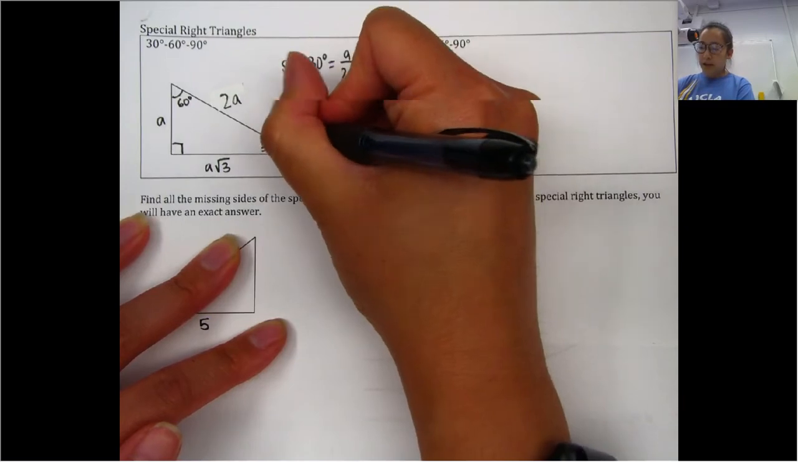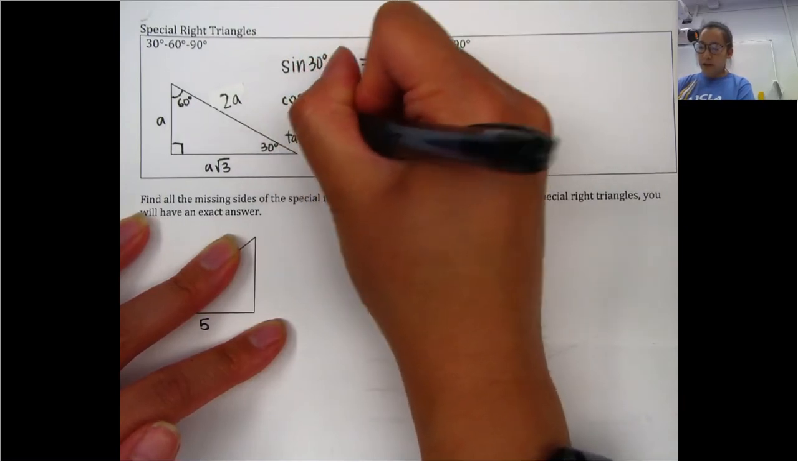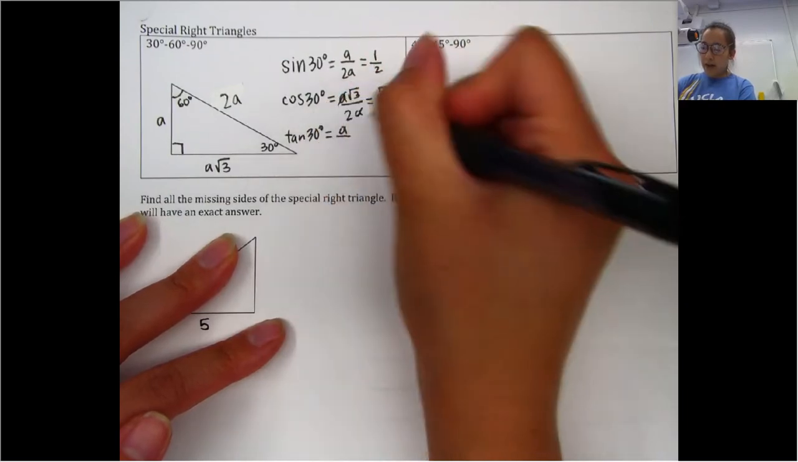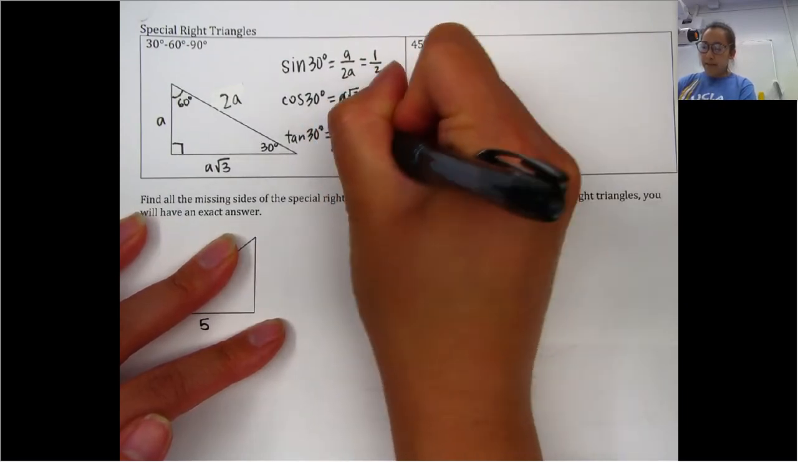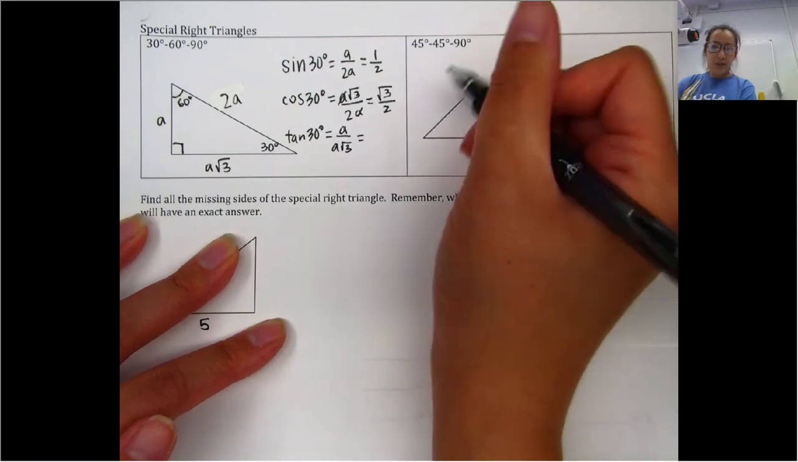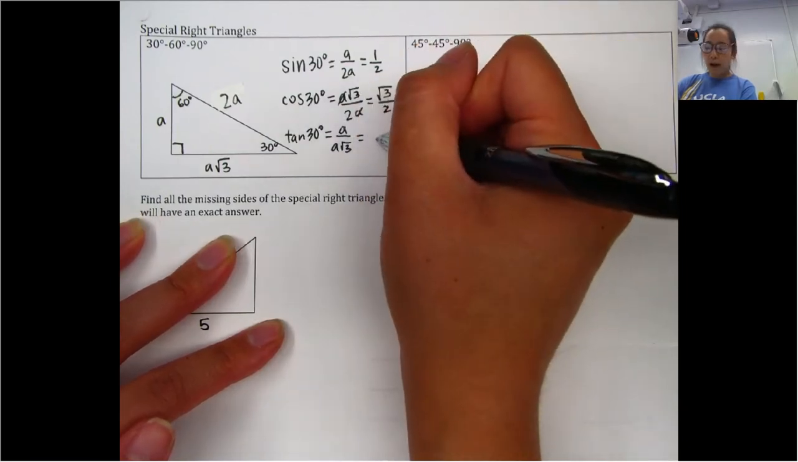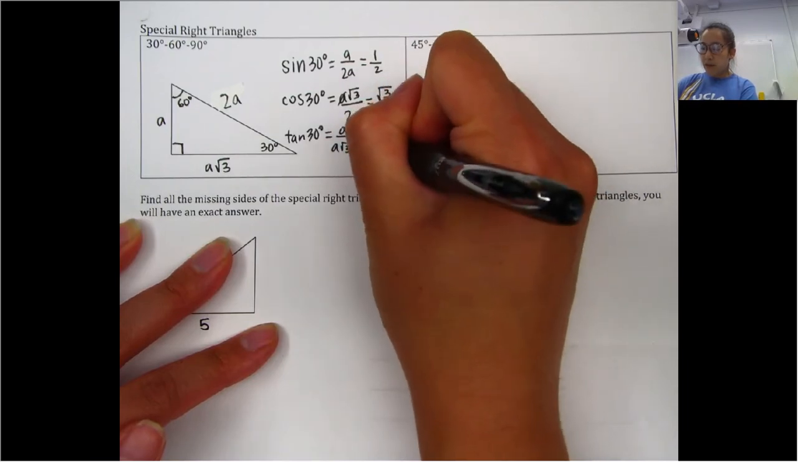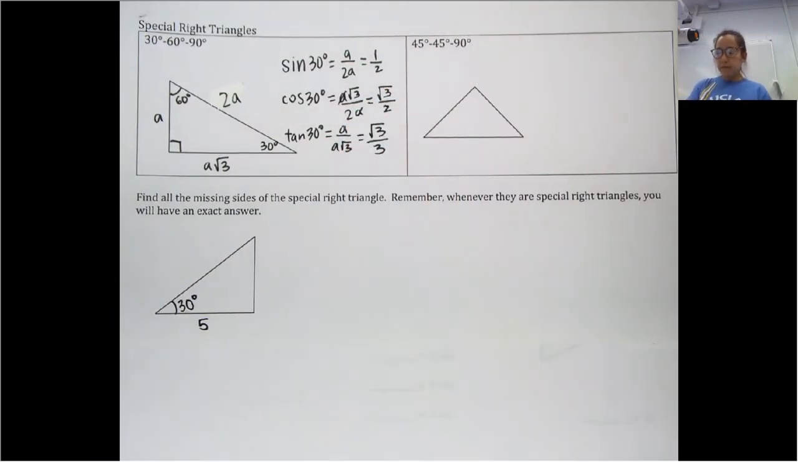And then for tangent of 30 degrees, we'll have opposite, which is A over A root 3. And then if you divide out the A's and rationalize that, you get root 3 over 3. So similarly, you should be able to figure out the three trig functions for 60 degrees.